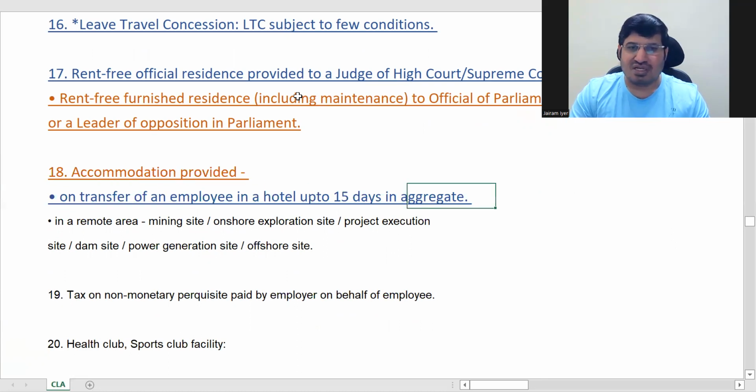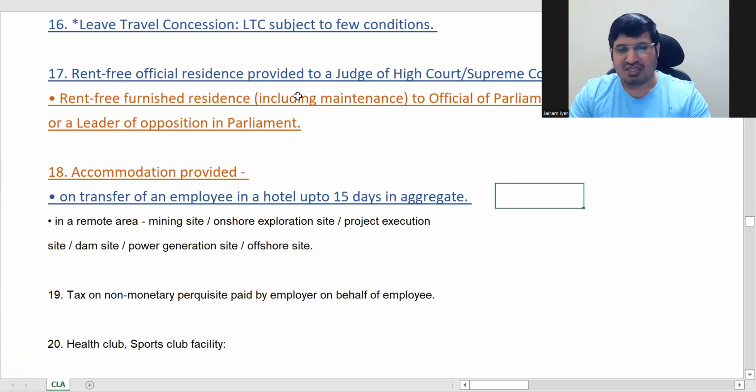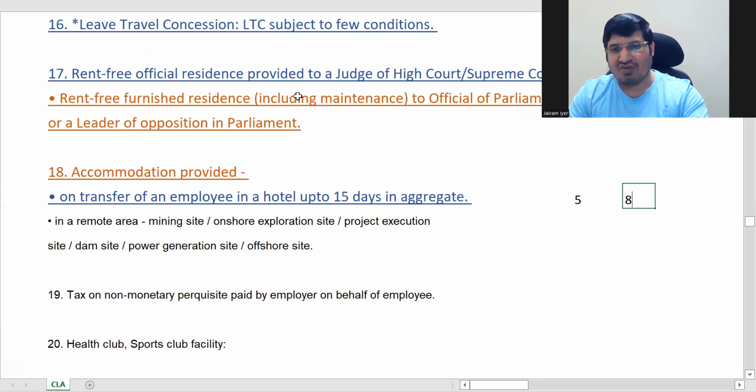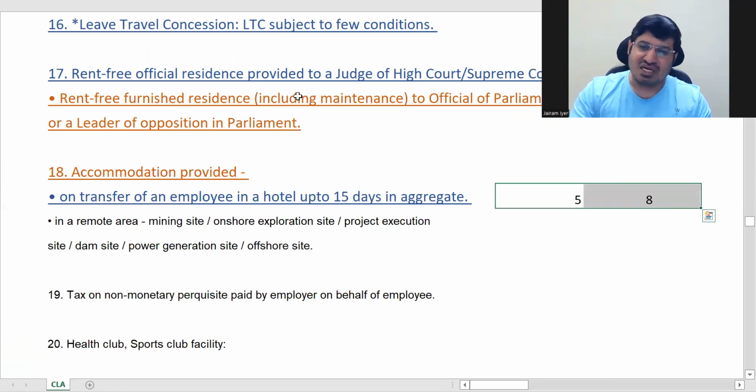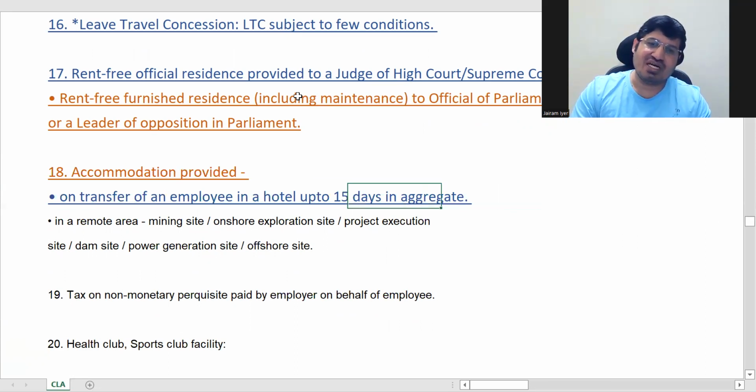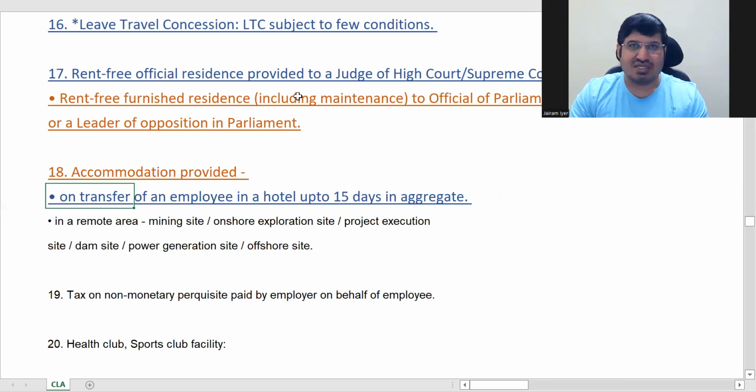Aggregate hai matlab transfer hua hai, he stayed in a hotel for 5 days. Okay, after that he stayed in his friend's house, then again after some days he stayed in hotel for 8 days, like that. As a breakup kar sakte hain, okay, need not be continuous. So 15 days in aggregate is exempt. Okay, on transfer of an employee, right?